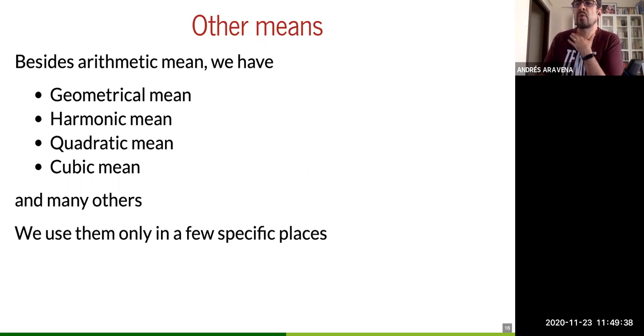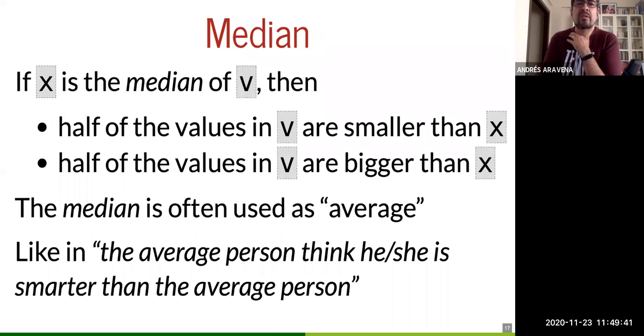What is the other average that we use a lot? The other average that we use a lot is called the median. You probably know it, but this is super important. This is half of the class of today. If X is the median of a vector, then it means that half of the values in that vector are smaller than X and half of the values are bigger than X. It's the number that is in the middle. If you sort them from smallest to biggest, the median is in the middle. That is the name median. Median means in the middle.